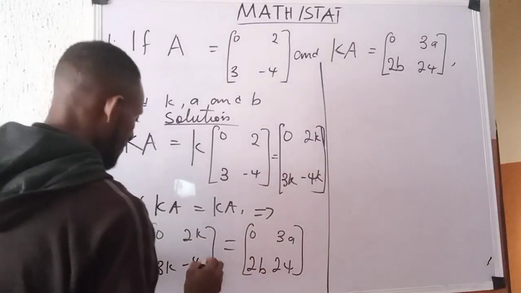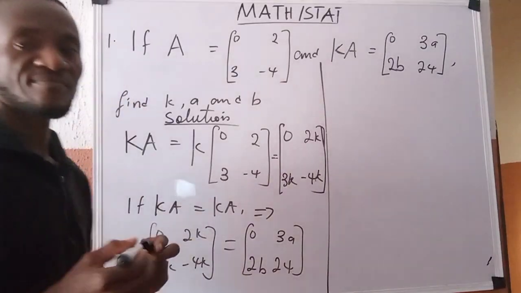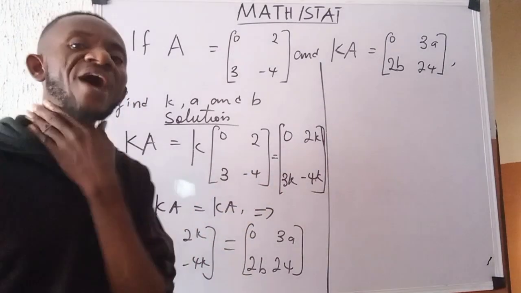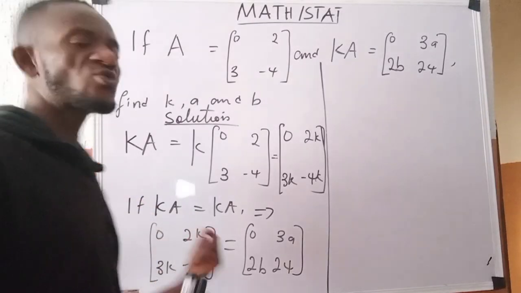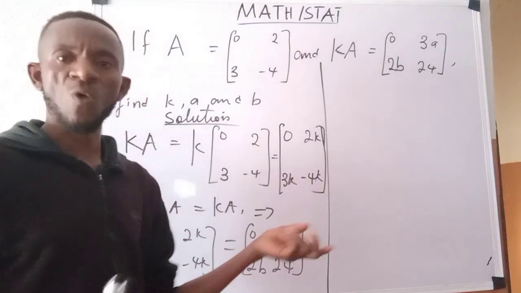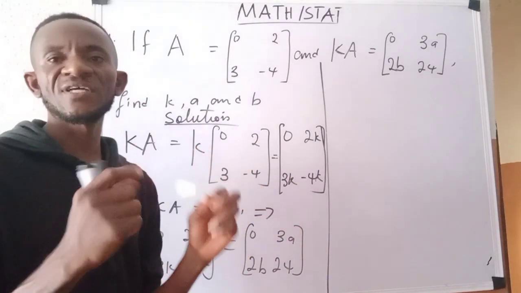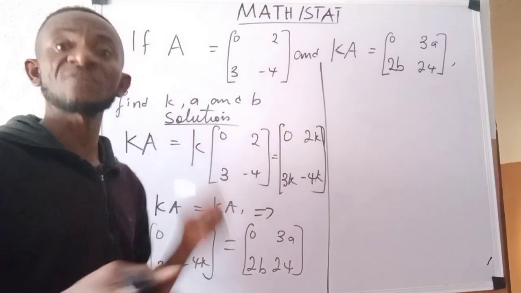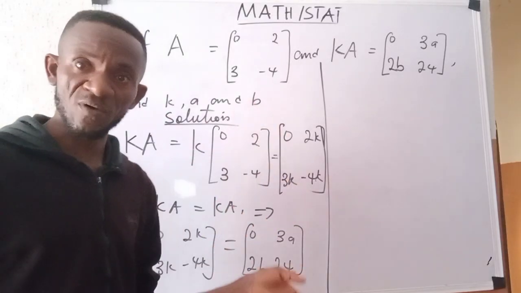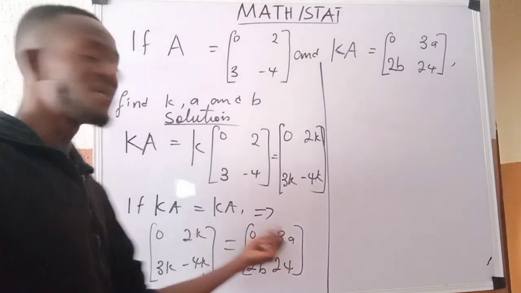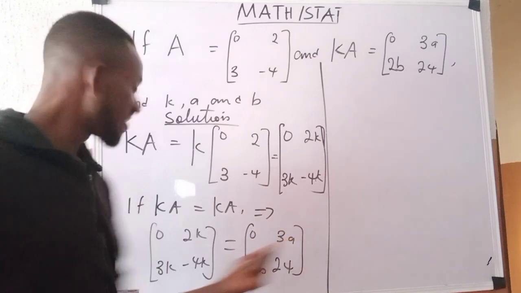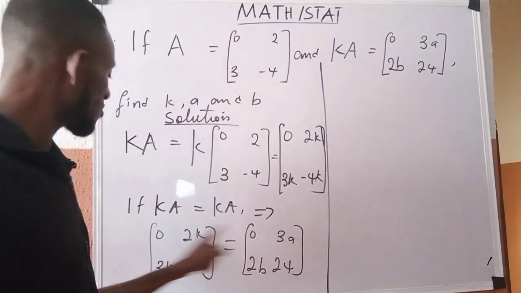So this is minus 4k, sorry. Then we now go ahead. Whenever two matrices are said to be equal, what it implies is that the corresponding entries of the matrices have to be equal. It means that these corresponding entries must be equal.